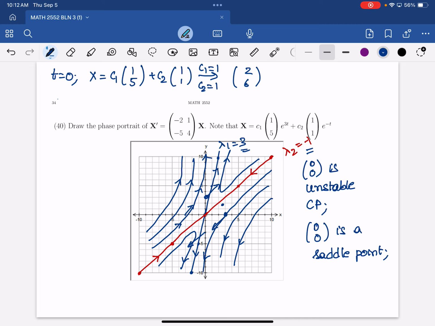If instead I say C1 is -1 and C2 is -1, then it will be (-2, -6). So that means it is -2 and -6 somewhere at the bottom here. So -2 and -6 means somewhere here, and +2 and +6 means somewhere here. That's my position at t equals 0 when C1 is 1 and C2 is 1, or C1 is -1 and C2 is -1. So the solution curve is telling me where exactly I am at a particular time. Does that make sense?